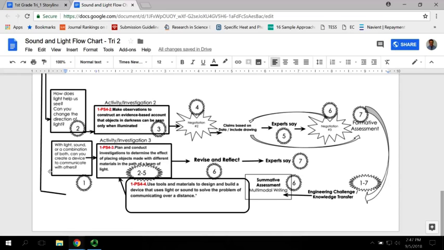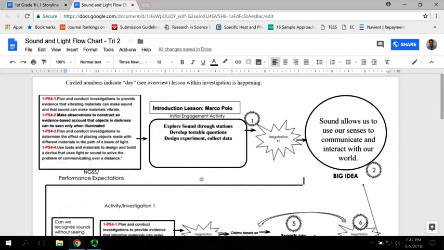And then this next lesson is with light, sound, or a combination of both. Can you create a device to communicate with others? So they're going to actually create some sort of communication device. They're going to revise and reflect, see what the experts say. So this is the engineering challenge that they'll do. They'll use tools from here to create the thing that's going to have both light and sound that it'll be used to try to communicate. And we'll go into more detail once we get into the individual lessons.